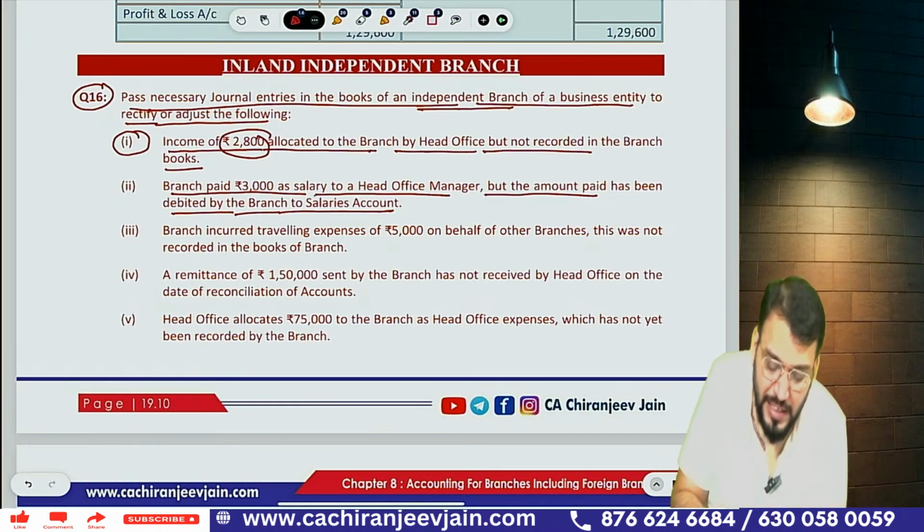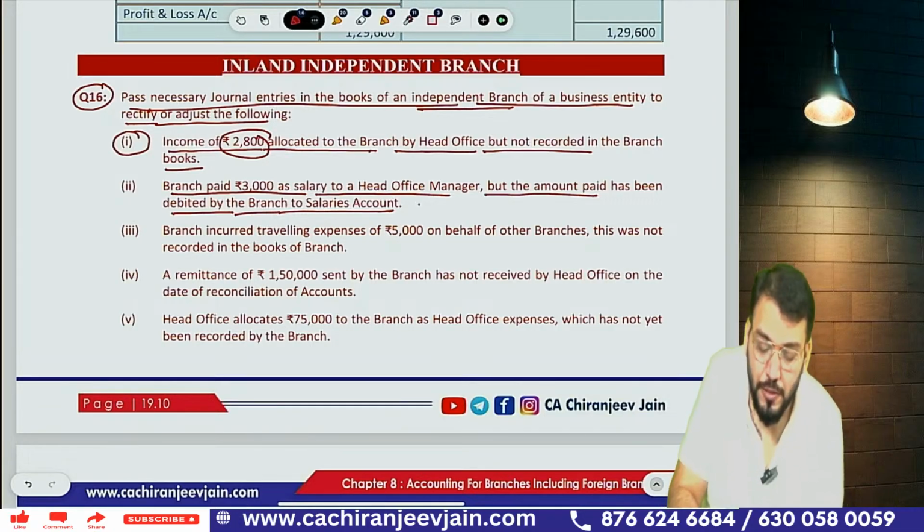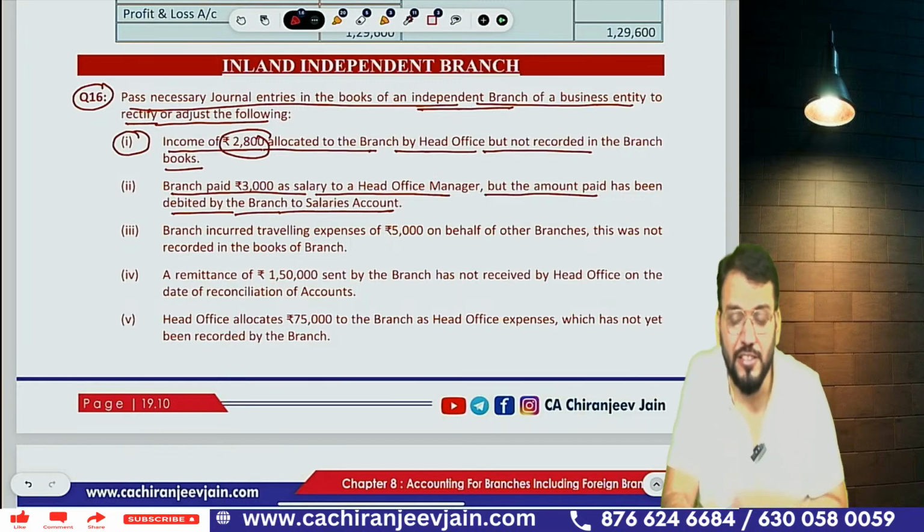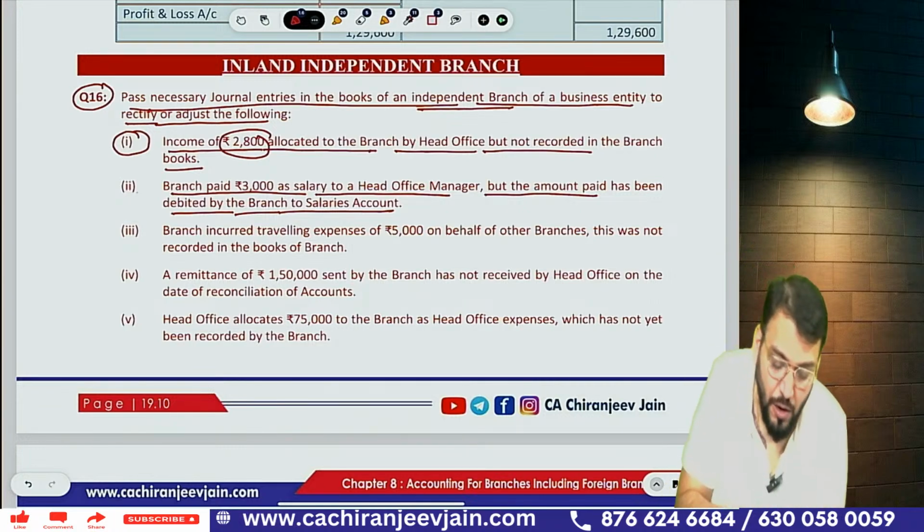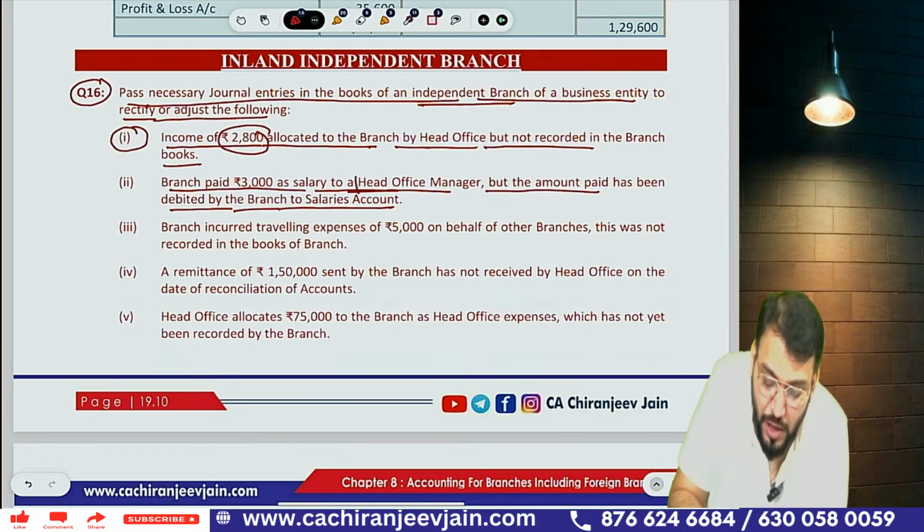So just try to understand. It is an expense of what? It is an expense of head office, but the branch has debited their salary account. So in the journal entry, head office account debit and the salary expense will reduce to head office account debit to salary account, because this is actually an expense of head office.